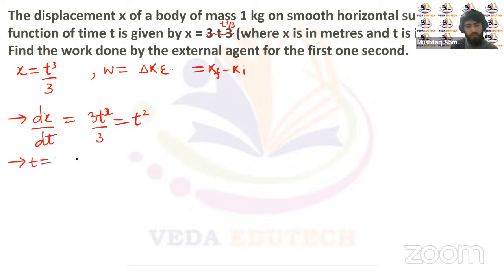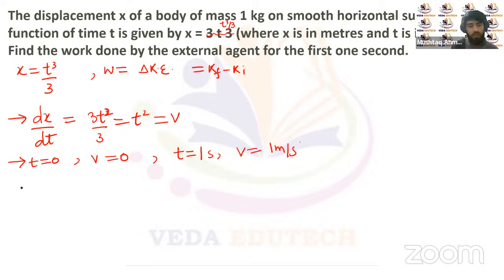So at t equal to 0, the value of initial speed is 0, right? Because at t equal to 0, v is 0. Similarly, at t equal to 1 second, since we have to calculate for the first 1 second, the final velocity of this body is 1, that's 1 meter per second, right?